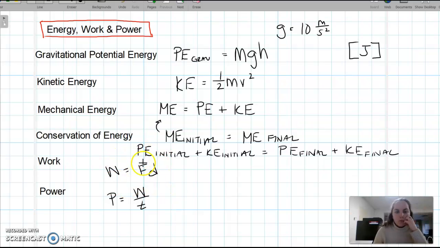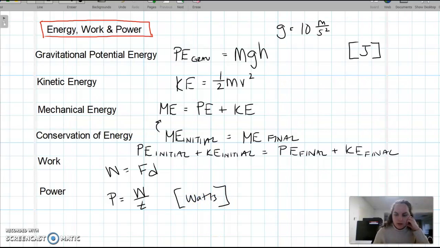Okay, so work is equal to force times distance. Power is equal to work over time. And these are pretty much the equations that we are given for today. And joules is the unit for all of this energy stuff and also this work. And then we measure power in watts.